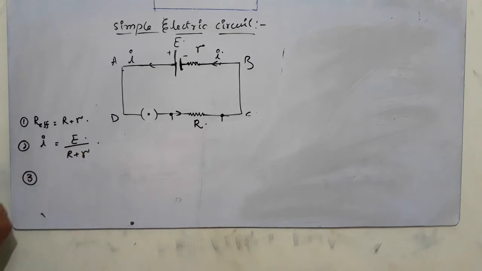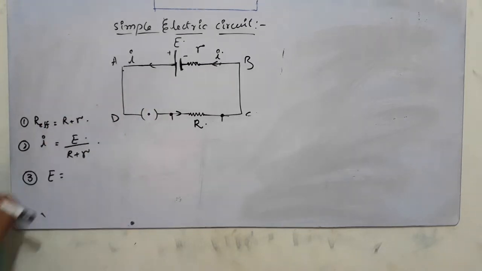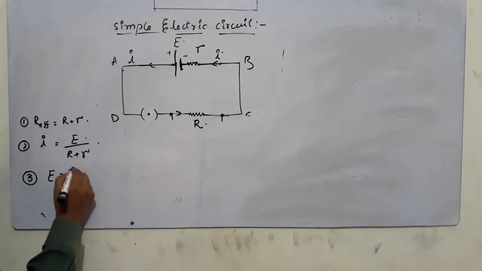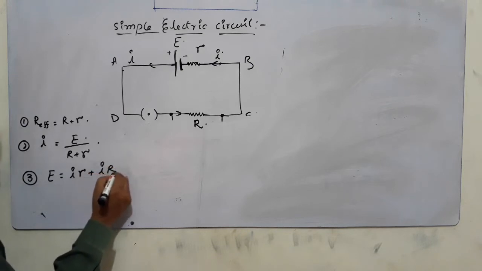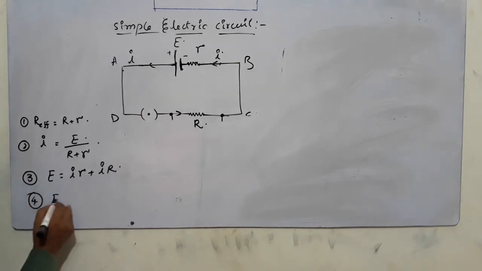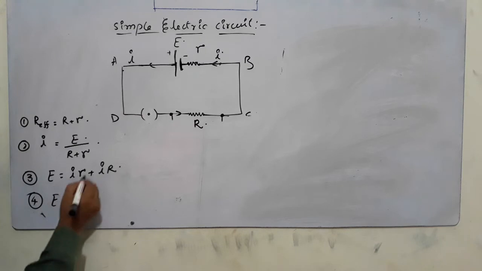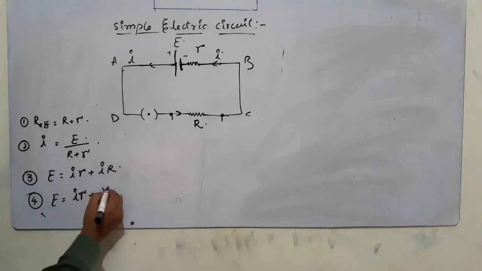Third formula, the energy drawn from the cell is equal to I small r plus I capital R. Fourth formula, this E is equal to, this Ir is taken as lost volts plus this IR is taken as terminal voltage of the cell.